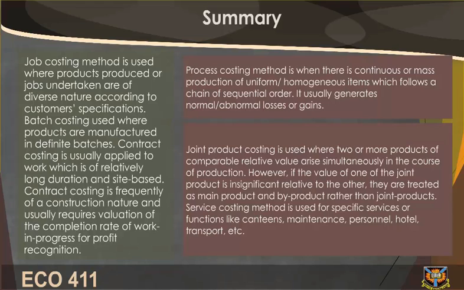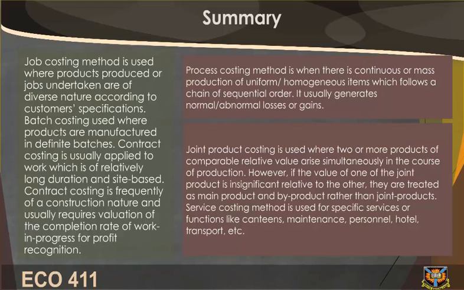The process costing method is used when there is a continuous or mass production of uniform homogeneous items which follows a chain of sequential order. It usually generates normal or abnormal losses or gains.